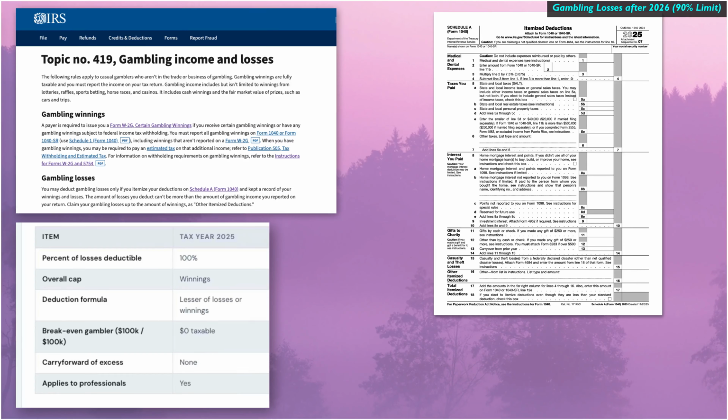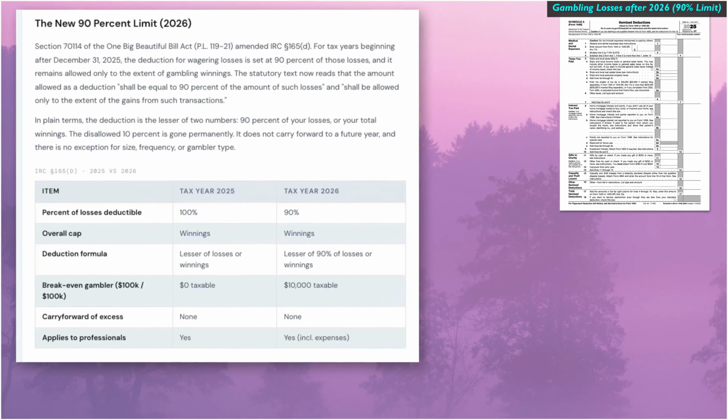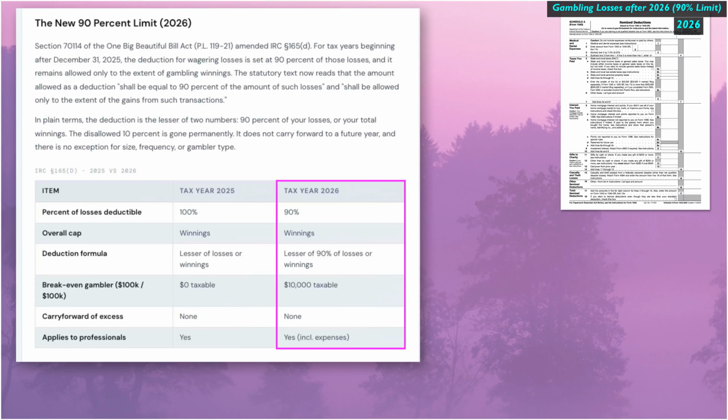Now, we talked about being able to deduct 100% of gambling losses on Schedule A if you itemize, but that was true for tax year 2025 and earlier. So if you still need to file your 2025 return or amend a prior year return, the 100% rule still applies. However, for tax year 2026 and forward, under the One Big Beautiful Bill Act, only 90% of your gambling losses are deductible, even if you itemize.